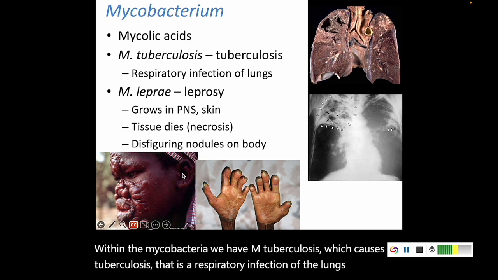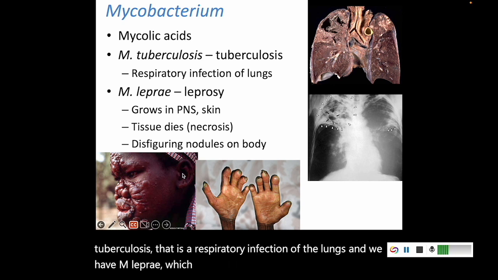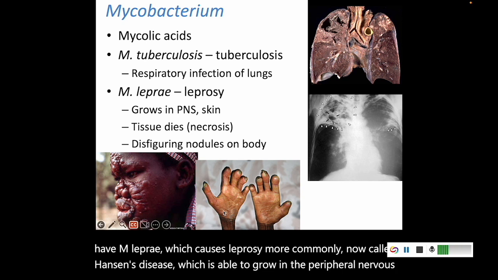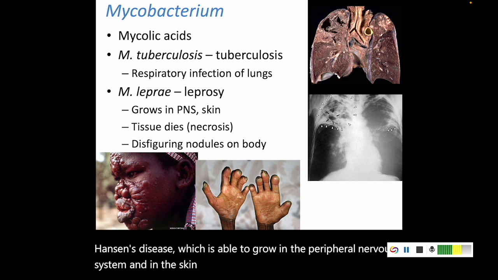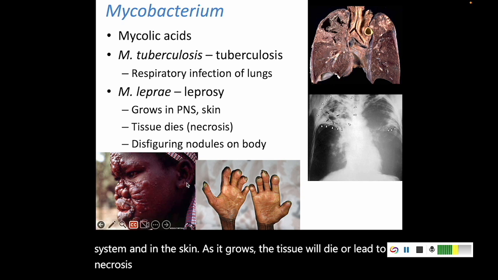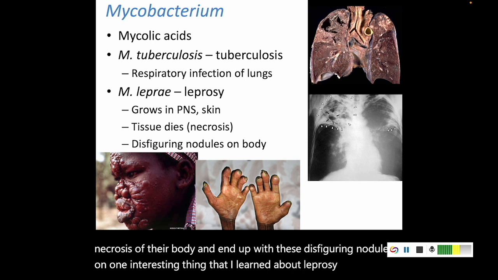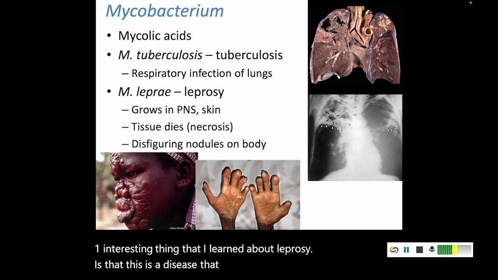And we have M. leprae, which causes leprosy, more commonly now called Hansen's disease, which is able to grow in the peripheral nervous system and in the skin. As it grows, the tissue will die or lead to necrosis of their body and end up with these disfiguring nodules.